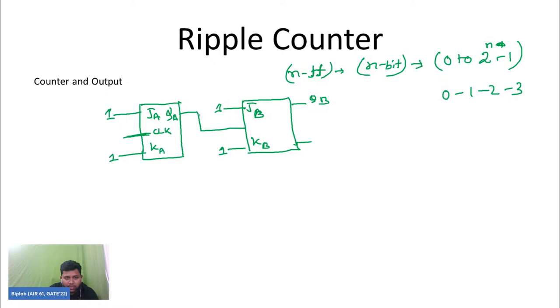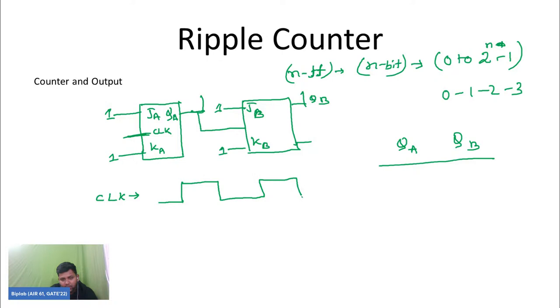Now let us check what will be the values of QA and QB in each clock cycle. Now what will the clock cycles be? Let's say it starts with 0, goes to 1, like this. This is nothing but the clock.